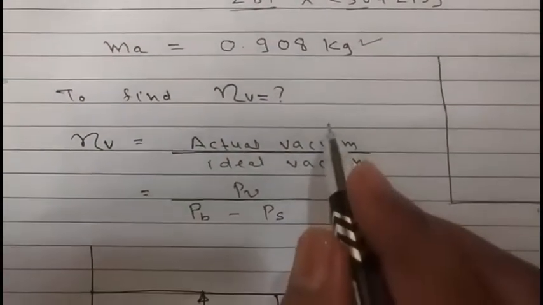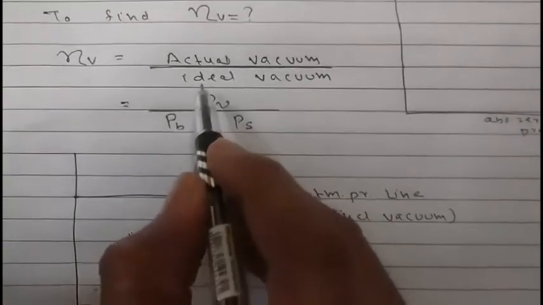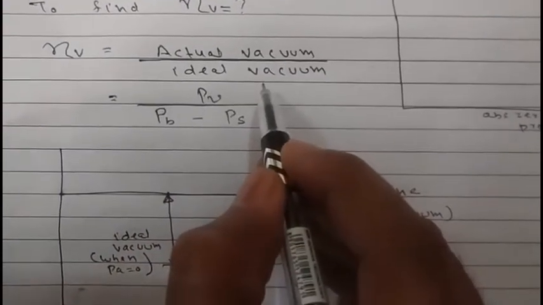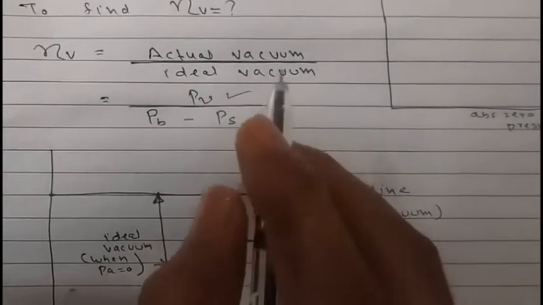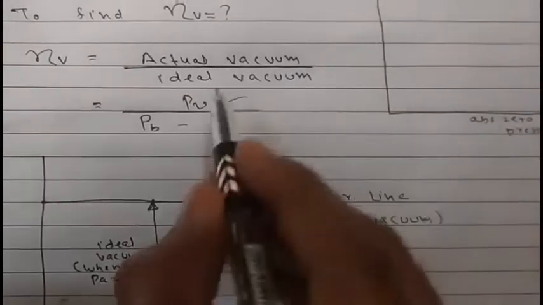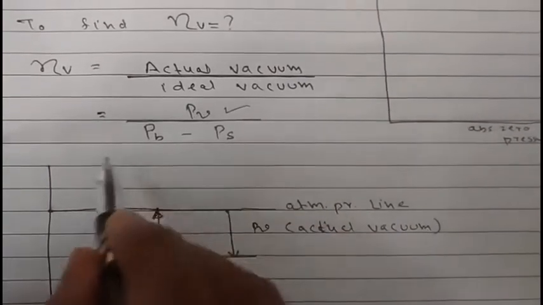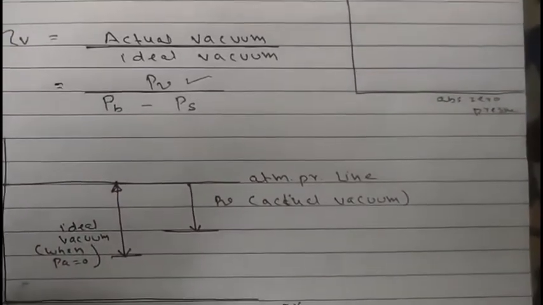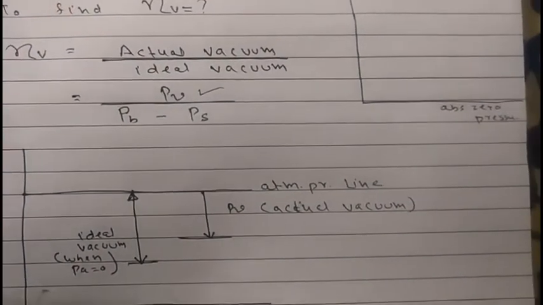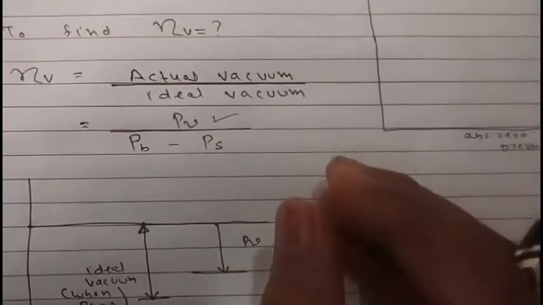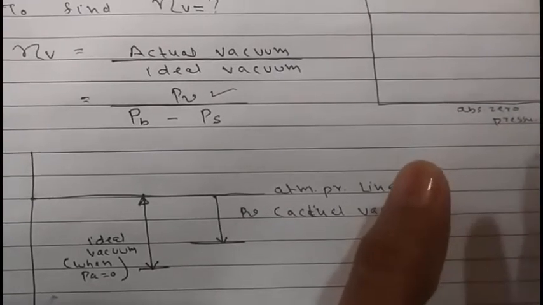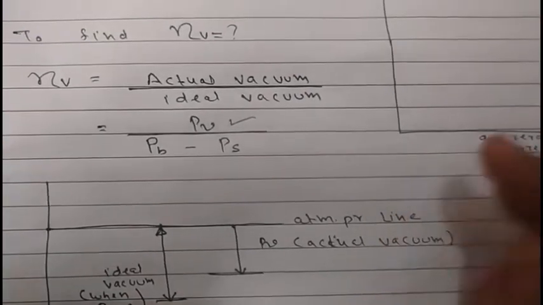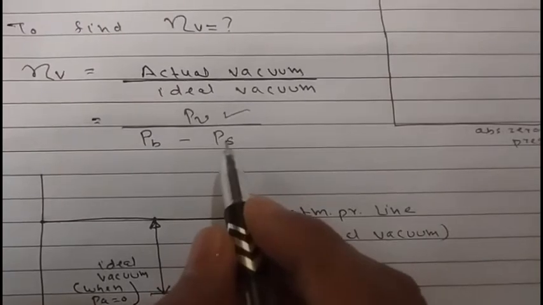Now if you want to find out the vacuum efficiency, we know the formula for vacuum efficiency, that is the actual vacuum upon ideal vacuum. We know the actual vacuum; it is always given. Actual vacuum in every problem will be given. So actual vacuum is given, divided by ideal vacuum. When will the ideal vacuum be there? Ideal vacuum will be when there is no air present inside the condenser and the pressure due to the air will be zero. There will be only the partial pressure of steam inside the condenser. So in that case, there will be ideal vacuum.